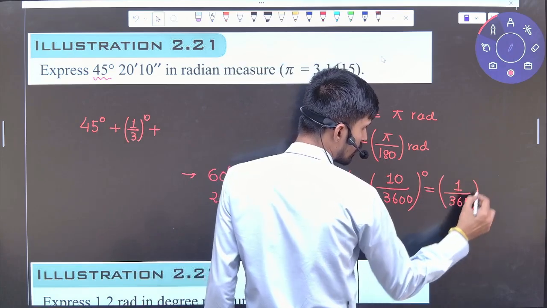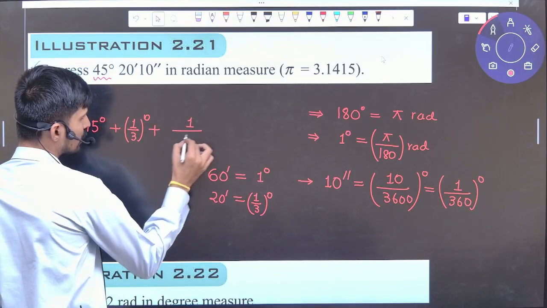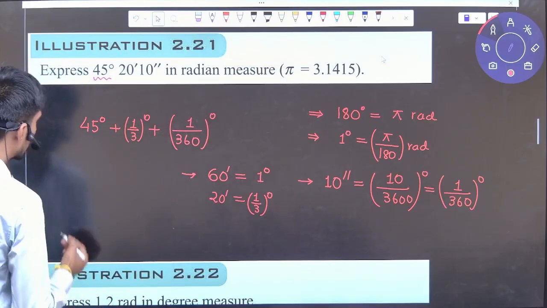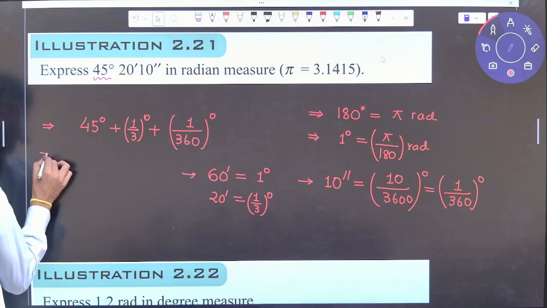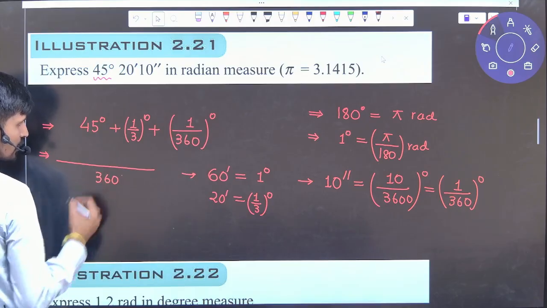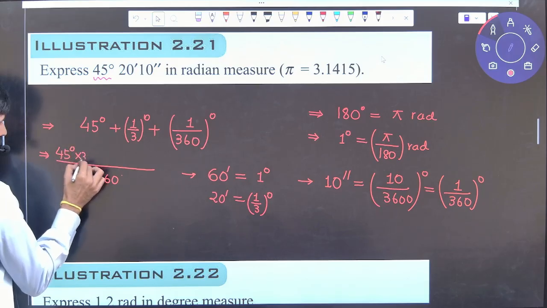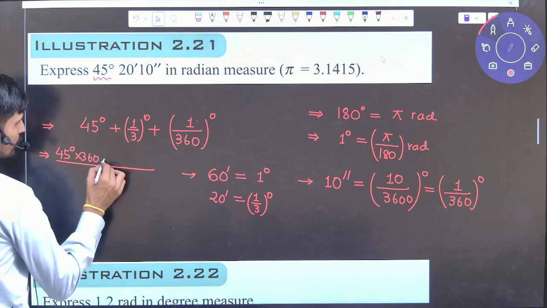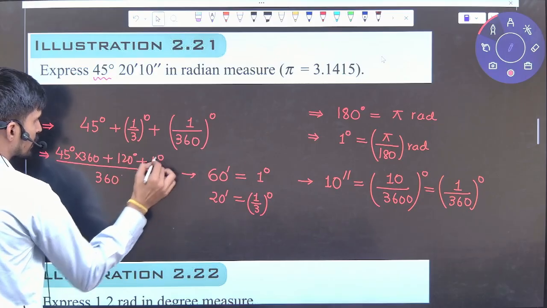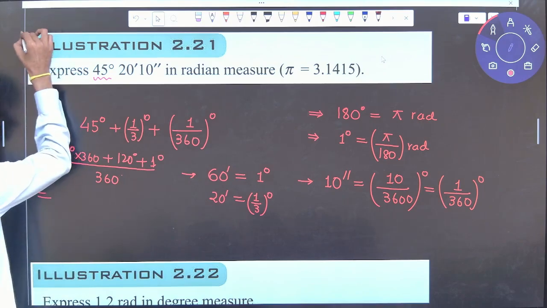360 degree. And now we'll add 1 by 360 degree. Done? Now I'm going to take LCM. LCM will be simply 360 only. And this will be 45 degree into 360. Okay. Plus 120 degree plus 1 degree. And what will be 360 into 45?